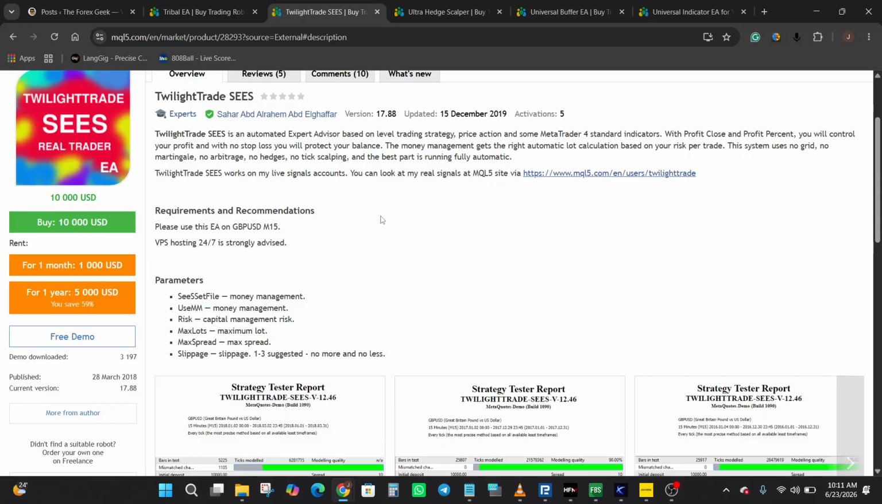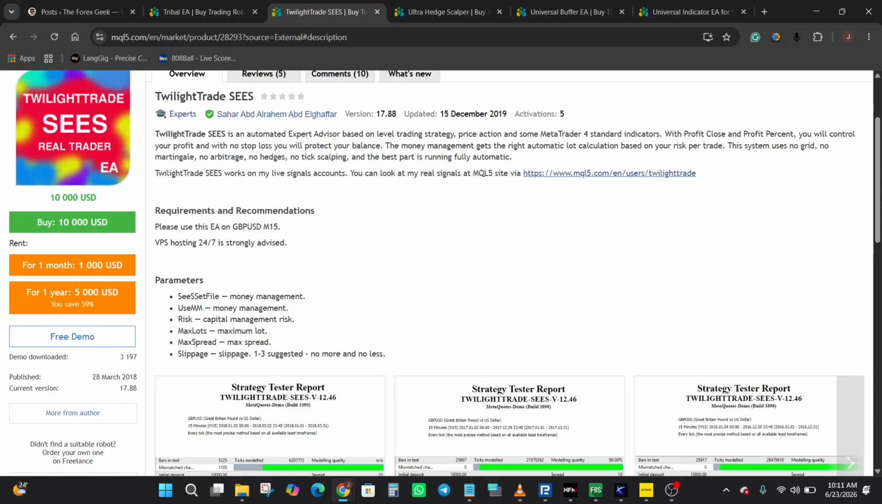The marketplace page also notes that money management is built into the system with automatic lot calculation based on the selected risk per trade. This means position sizing can be adjusted according to the trader's chosen risk settings rather than relying entirely on fixed lot values.